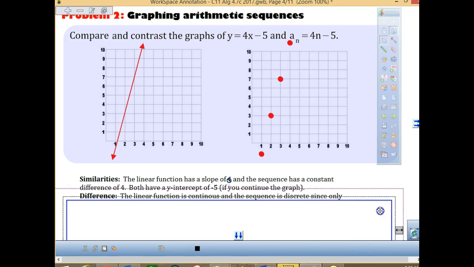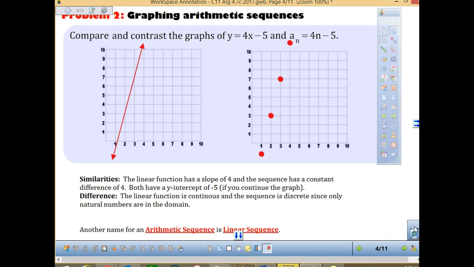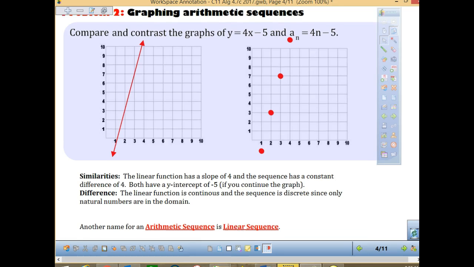What's different about them? The linear function is continuous, right? Anytime we graph a line, it's a continuous function. Whereas our sequence is going to be discrete, and it will only be positive whole numbers. So we aren't even going to graph the y-intercept down here of x equals 0, -5. We're not even graphing that because a sequence only goes from 1 to 2 to 3 to 4, and it doesn't have any fractions or decimals. Okay?